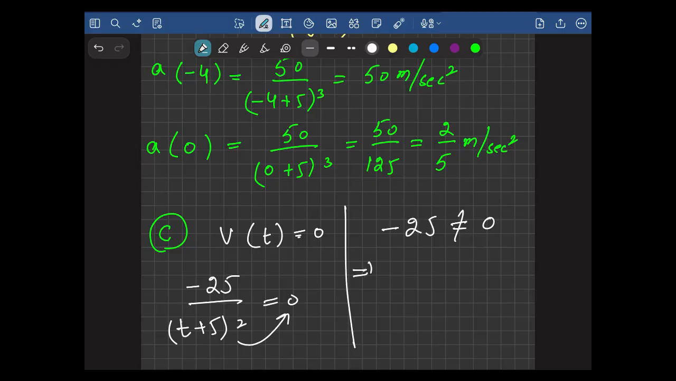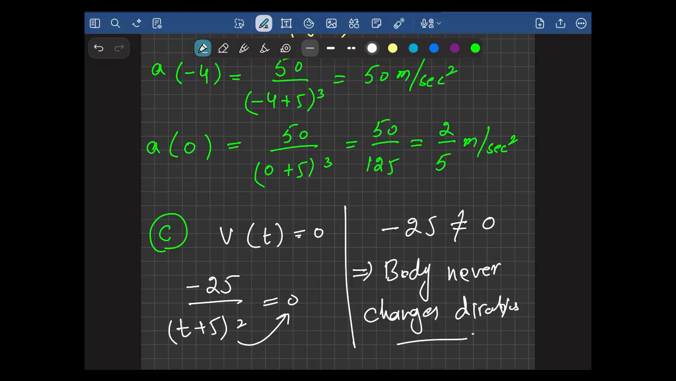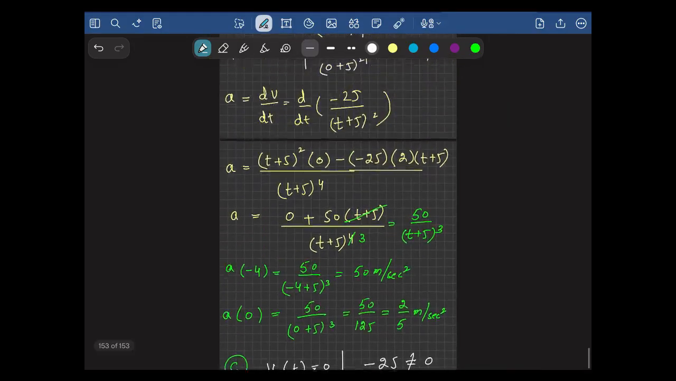So what does it imply? It implies that the body never changes direction. And this is the end of our question number 6.